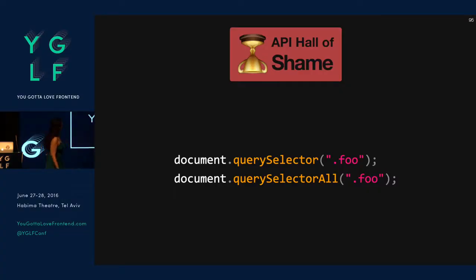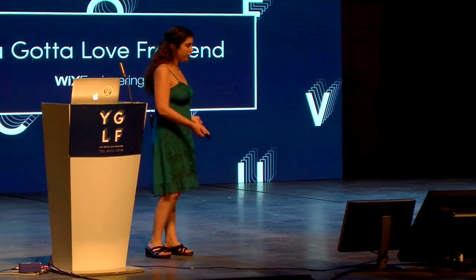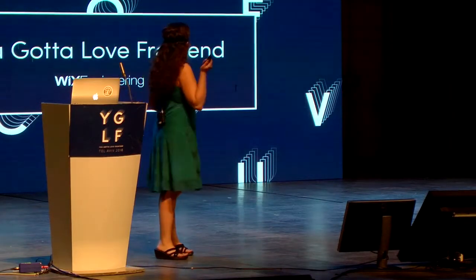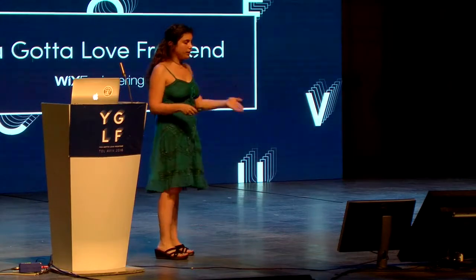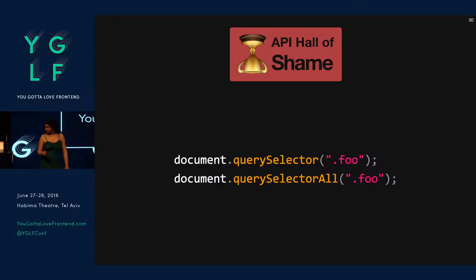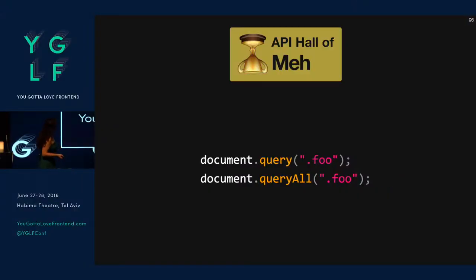This always baffled me, querySelectorAll. Why? I don't think of this as querying. When I think of querying, I think of databases. I don't think of getting elements by a selector as querying. And then we got these new methods, query and queryAll, which do have some differences. It's not just a renaming, but still.